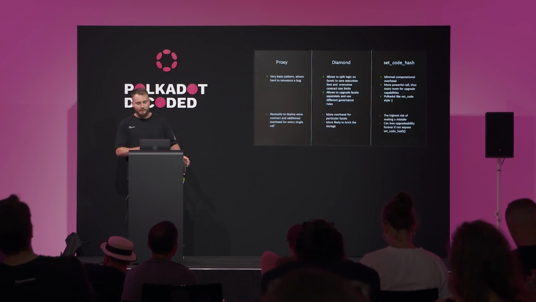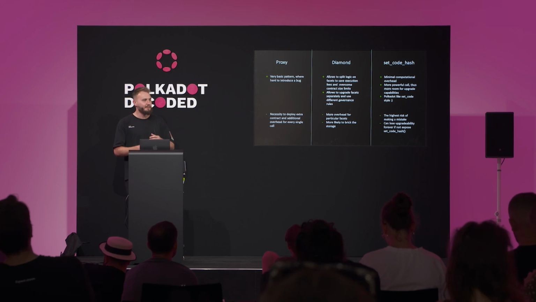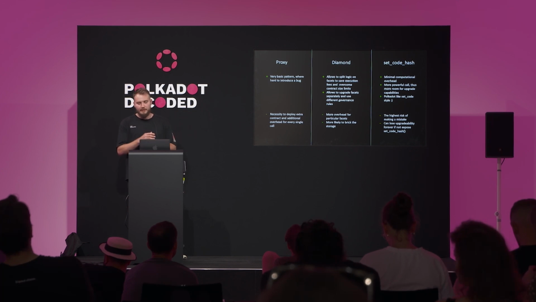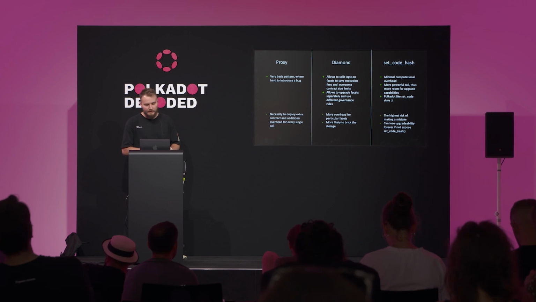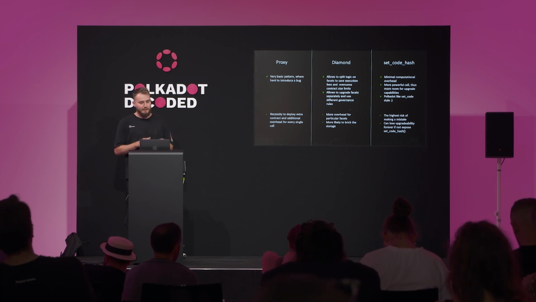I'll try to quickly walk through the pros and cons of each pattern. I'd say the benefits of the proxy are simplicity, and there is less room to run into bugs. The Diamond pattern has more cool features, like splitting the code and saving execution fees. Moreover, you can apply upgrades selectively for each facet, but it comes with more complexity. And finally, the unique set code hash: this upgradability approach has minimum computation overhead and, at the same time, is the most powerful one.